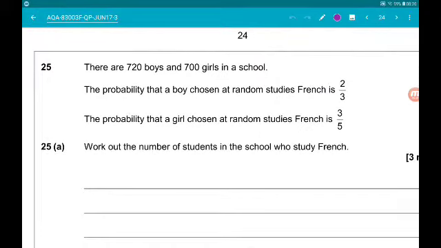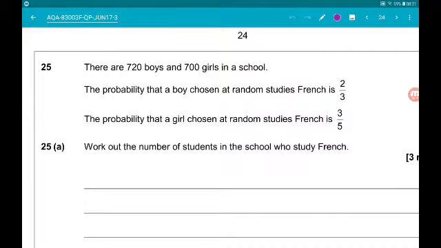There are 720 boys and 700 girls in a school. The probability that a boy chosen at random takes French is 2/3. The probability that a girl chosen at random studies French is 3/5. Work out the number of students in the school who study French.